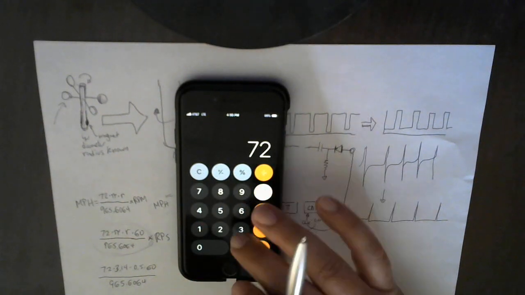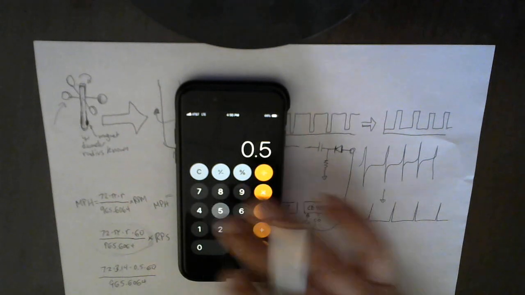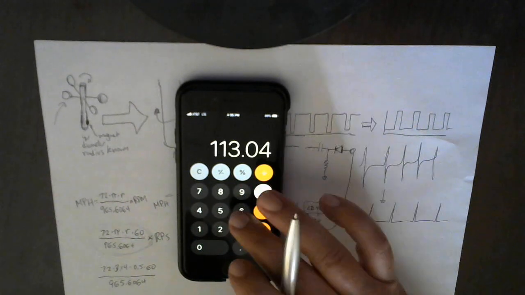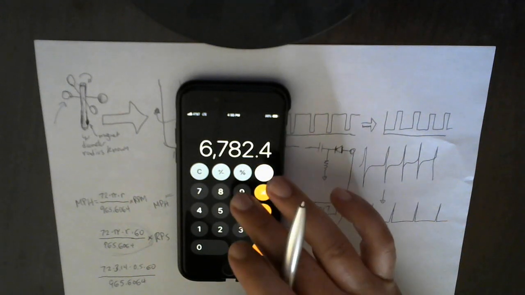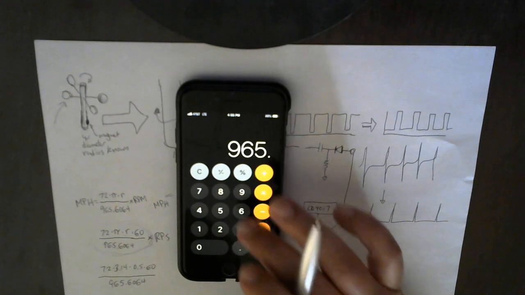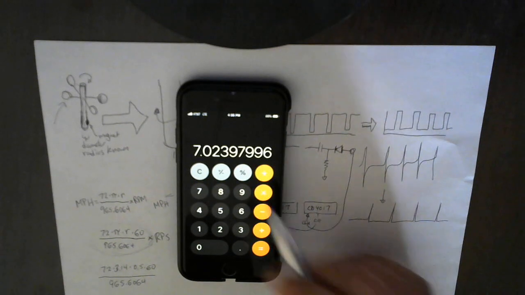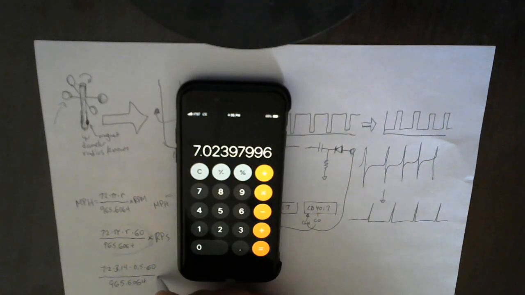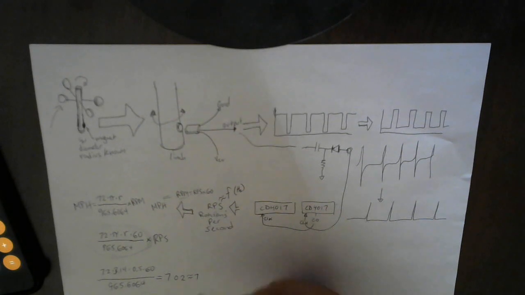72 times 3.14 times 0.5 times 60 equals, divide all that by 965.6064. And that gives us 7.02, which is basically equivalent to 7.